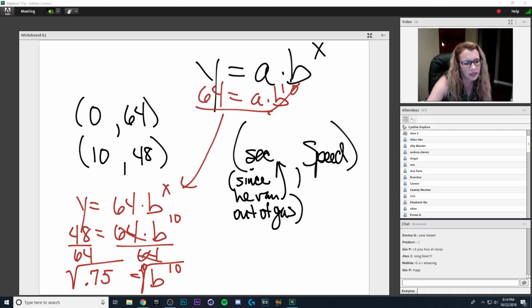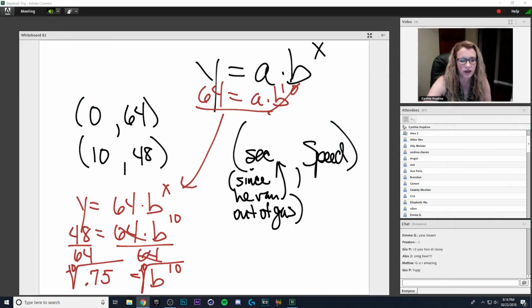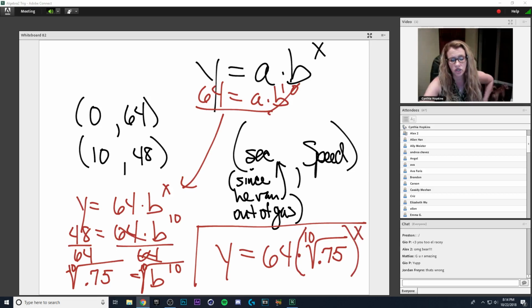And so technically you're not supposed to have a decimal inside of a radical. And if you had written the 0.75 as 3/4, you're not supposed to have a fraction inside of a radical either. However, I want your equation to be exact. So I'm going to write y equals, my a is 64, my b, I'm going to write the 10th root of 0.75. Now I'll probably enter that in my calculator and store it, but I want you to write your equation like this. Because there's so much going on there, I think I'm going to put that in parentheses and then say raised to the x power. Okay, so I just wanted to show you how I want you to write it.